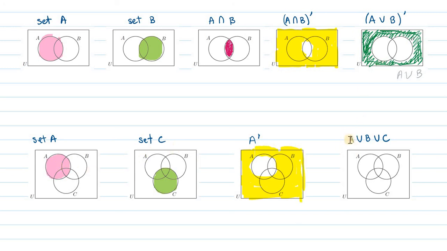In this last example, we have A union B union C. That means we want all of the stuff that is either A or B or C. So everything that's A in conjunction with everything that's B in conjunction with everything that's C. So for these, we end up just shading in the circles.